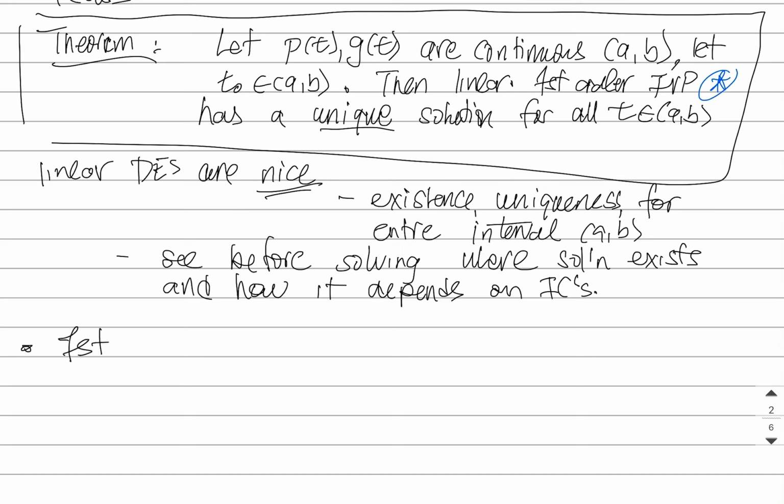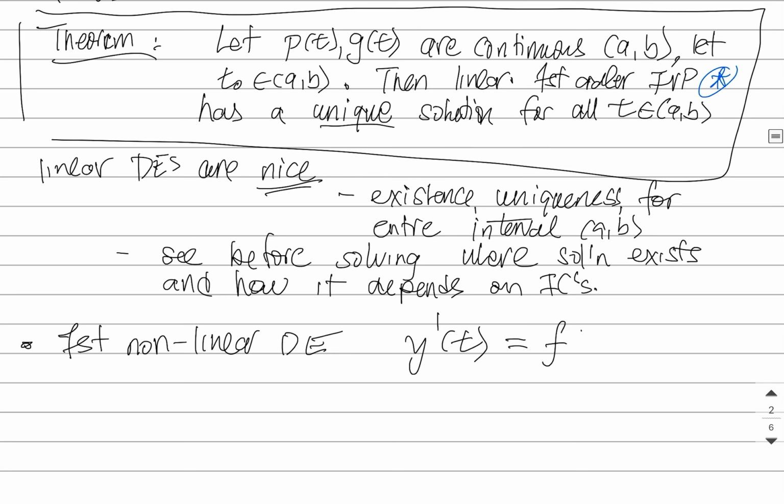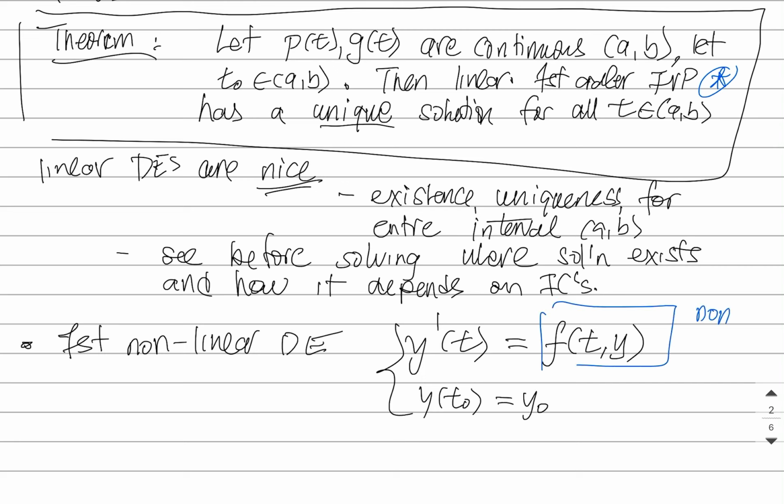So here is, in general, a first-order non-linear DE. They kind of look like this. Let's say we've got our first derivative, y prime of t, equal to some function of t and y. And again, we'll always have an initial condition. Now, this function right here is a non-linear function. We don't know what it is. For example, it could be any non-linear function of y. It could be e to the power of t times y. It could be t times cosine of y, etc.